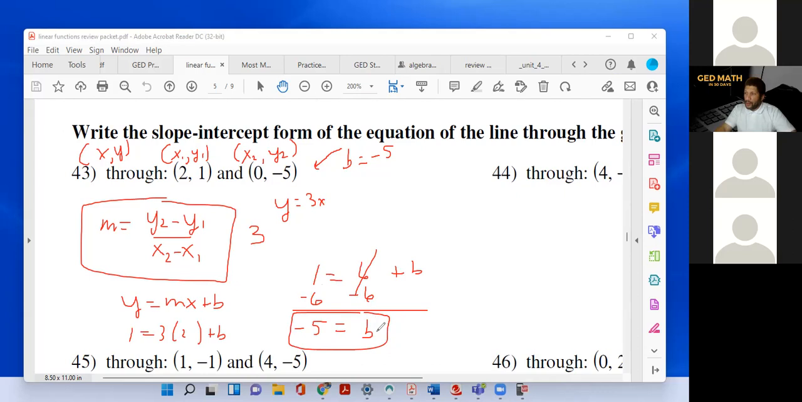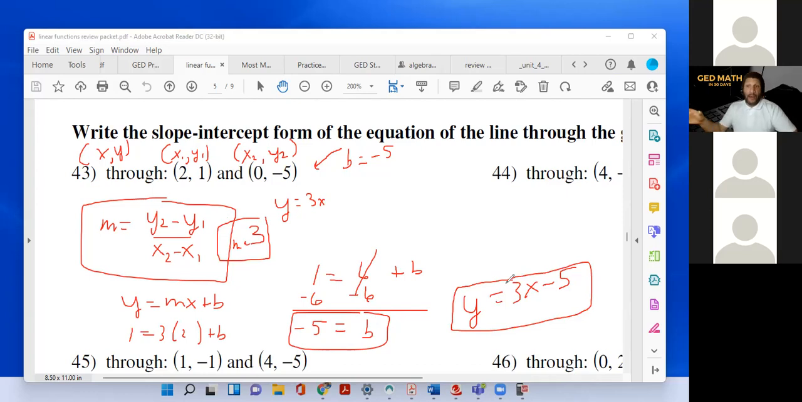So I know my y-intercept. I know my slope is 3, so my equation is y equal 3x minus 5. Now, that's how you do it algebraically. What I'm about to show you now is how you do it in the calculator in 15 seconds.